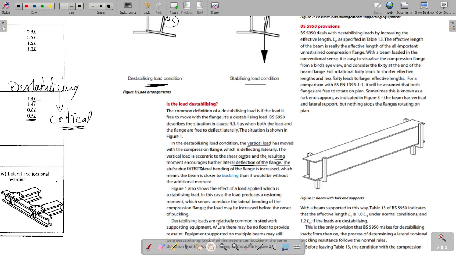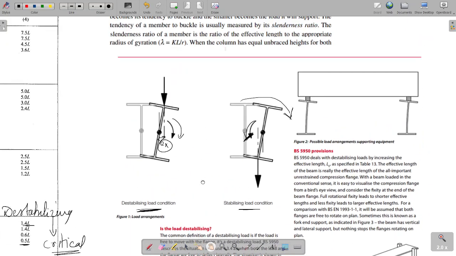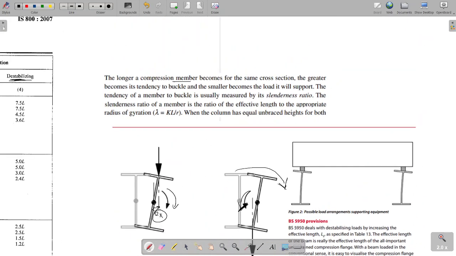और इस वजह से ये critical case है because it is further adding to the lateral deflection of the flange, that is compression flange. ठीक है, तो इस वजह से फिर इस केस में हम क्या करते हैं, the longer the compression member becomes for the same cross section, the greater becomes its tendency to buckle and smaller becomes the load it will support. इस वजह से हम जो इफेक्टिव लेंथ ले रहे हैं वो क्रिटिकल केस में हम उसको इंक्रीज कर दे रहे हैं so that the load permitted gets decreased. Okay, load becomes smaller, right?